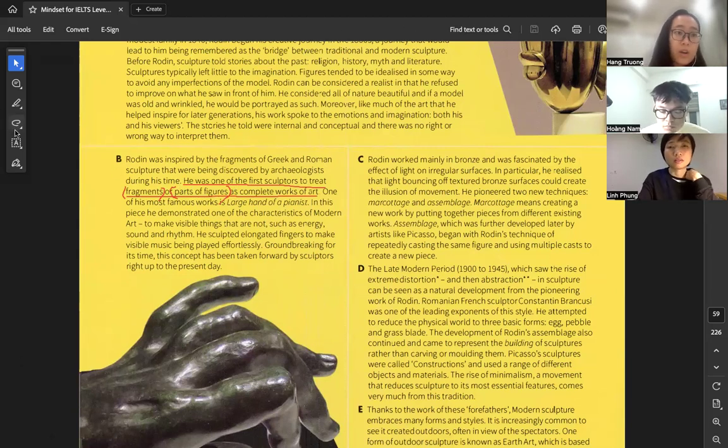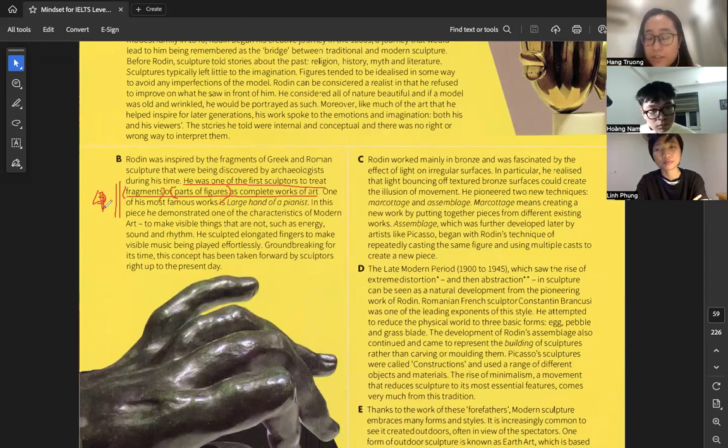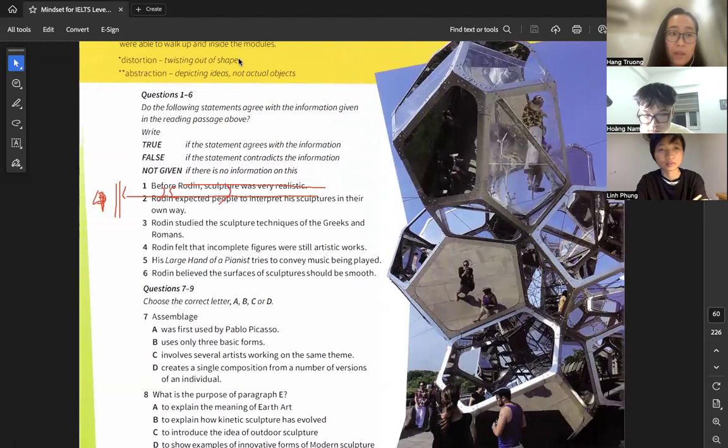So at home, I hope that you also remember to do this, right? You write in the margin that this is the location for, sorry, number 4. This is question number 4. Yep. Now, number 5, there is a difference here between your two answers. Number 5, Chị Linh, can you tell me what the keywords are? The proper name of the sculpture, large hand of a pianist.